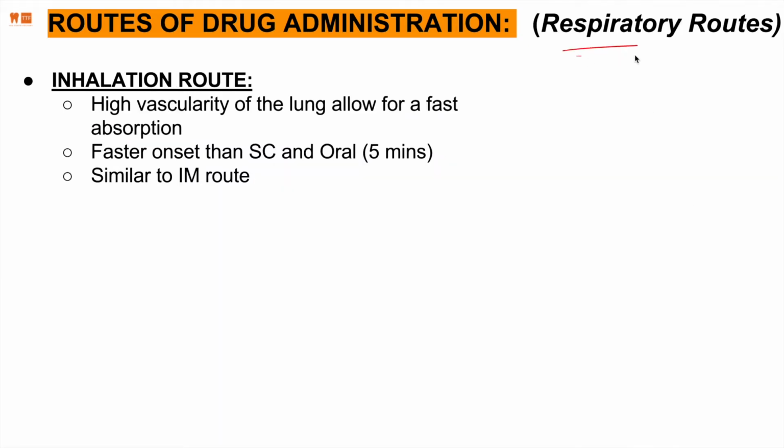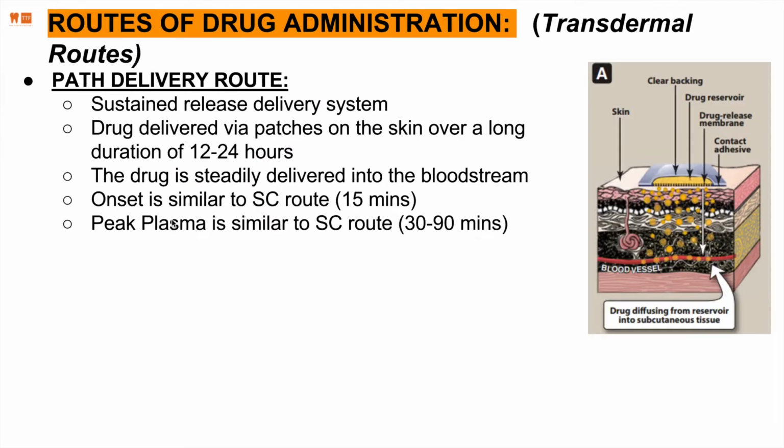In the respiratory routes, we got inhalational. We just mentioned that high vascularity of the lung allows for a fast absorption, faster onset than subcutaneous and oral, because it only takes 5 minutes for inhalation to start working. And it's similar to intramuscular route because of the 5 minutes.